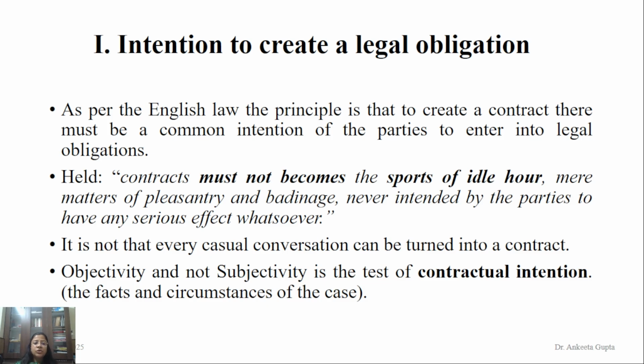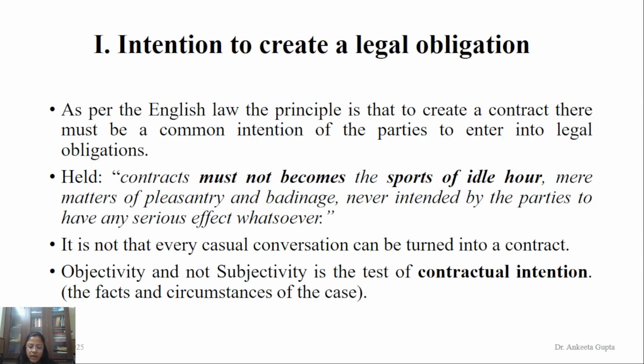Correct? So, when we say that the intention to create a legal obligation should be there, there's a very beautiful statement that has been made, which says contracts must not become sports of an idle hour, mere matters of pleasantry and badinage, never intended by the parties to have serious effect whatsoever.